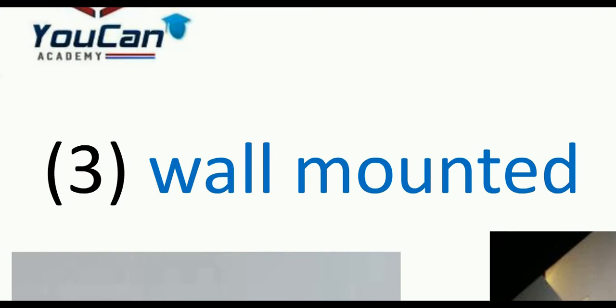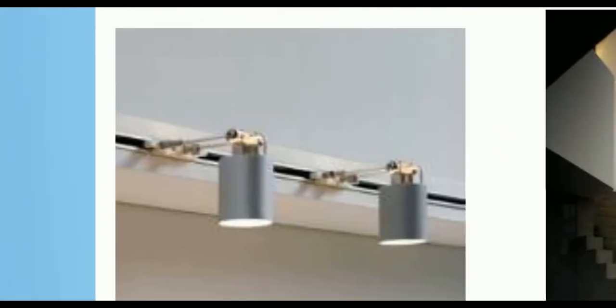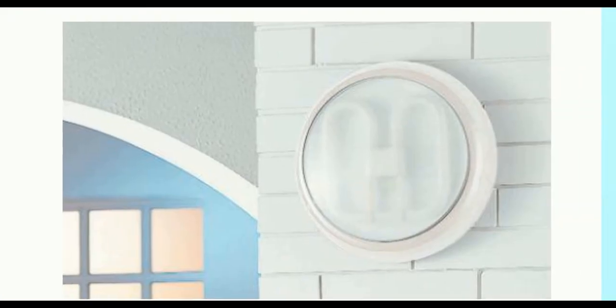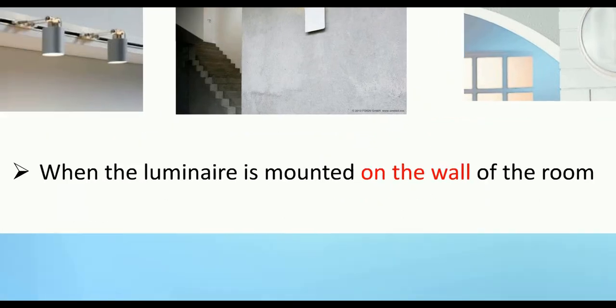The third one is wall mounted. Wall mounted is like that and like that and like this one also. Wall mounted is when the luminaire is mounted on the wall of the room.